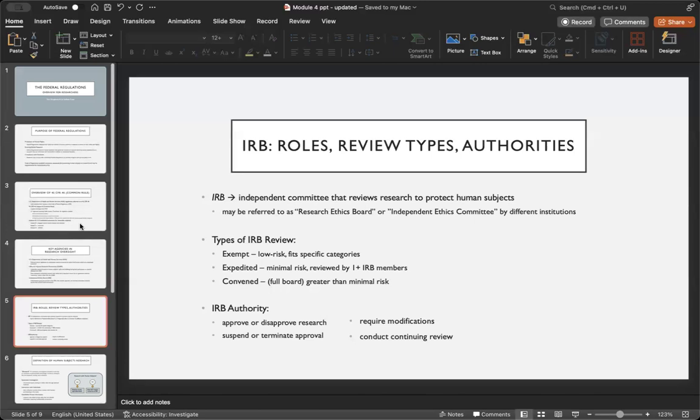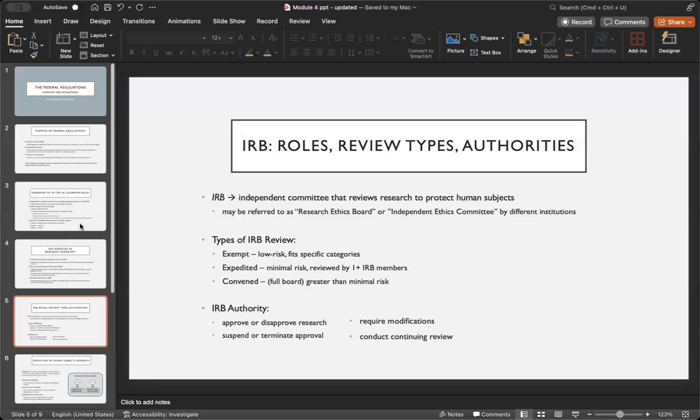IRBs conduct different types of review. So exempt review applies to low risk research that fits specific regulatory categories. Expedited review is used for research involving no more than minimal risk and is conducted by one or more IRB members. And then lastly, convened or full board review is required for research involving greater than minimal risk. And for this one, the majority of IRB members will be present.